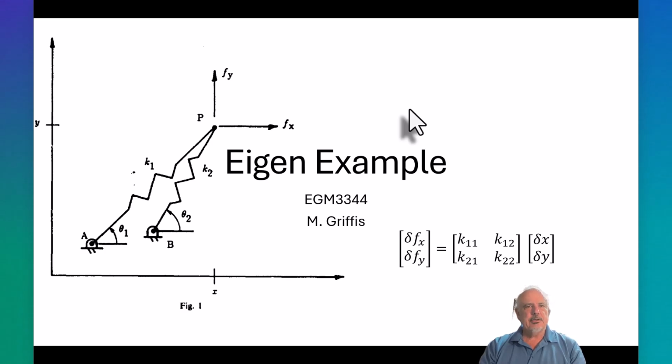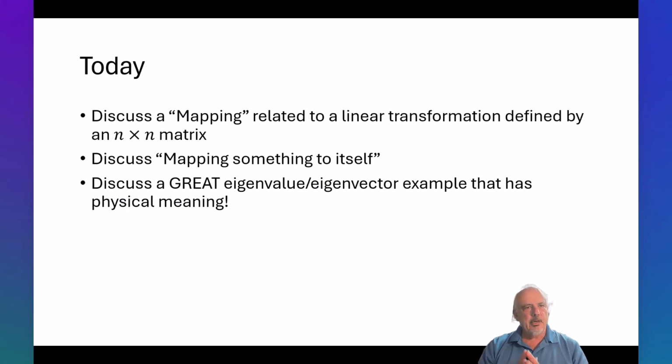Hello, today I'm excited to talk about a really good eigenvalue eigenvector example. When we're talking about eigenvalues and eigenvectors, we're talking about a mapping. This is related to a linear transformation that's defined by an n by n matrix, a square matrix. In this case, we're going to be looking at a 2 by 2. We're interested in when a mapping maps something onto itself, so we're going to find out about that. And the example that we look at today has great physical meaning.